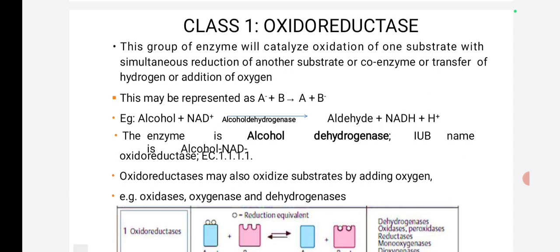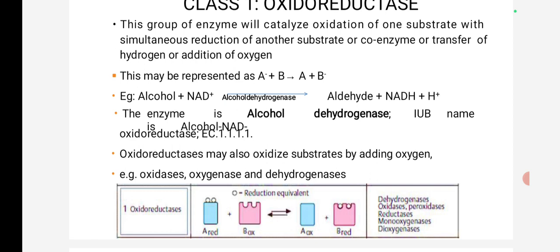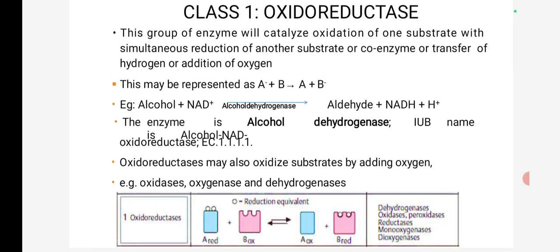First we will look at class 1, oxidoreductases. This group of enzymes catalyzes oxidation of one substrate with simultaneous reduction of another substrate or coenzyme, or transfer of hydrogen or addition of oxygen. It is represented shortly as A minus plus B gives A plus B minus. Example: alcohol reacts with NAD plus in the presence of alcohol dehydrogenase enzyme, which gives aldehyde plus NADH plus H plus. NAD is reduced to NADH plus H plus. The enzyme is alcohol dehydrogenase.